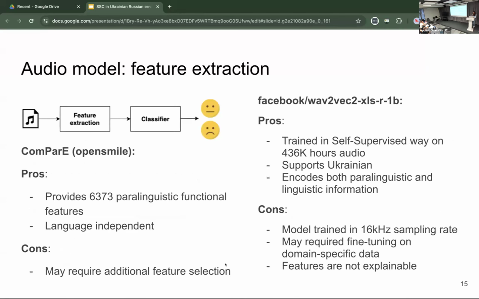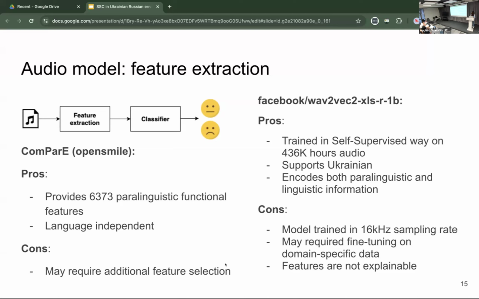The second approach is the audio-only model. It's simpler than the previous one. We directly use audio to extract features and pass the features to the classifier. The most interesting part is feature extraction. We choose two approaches to extract features. The first one, we choose the OpenSmile library to extract the ComParE feature set from audio. The ComParE feature set provides us around 6,000 paralinguistic functional features.